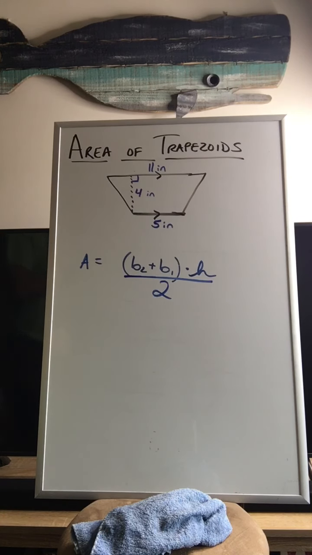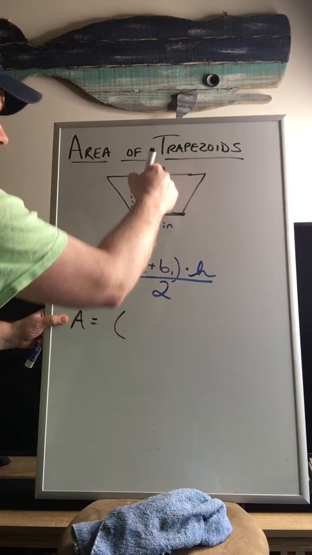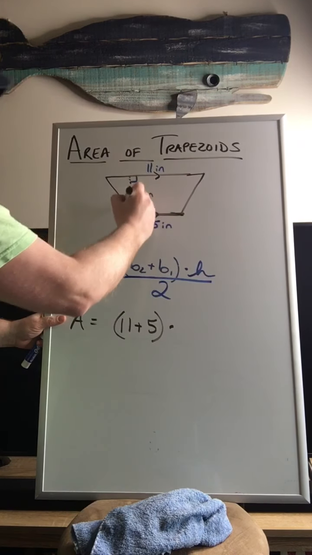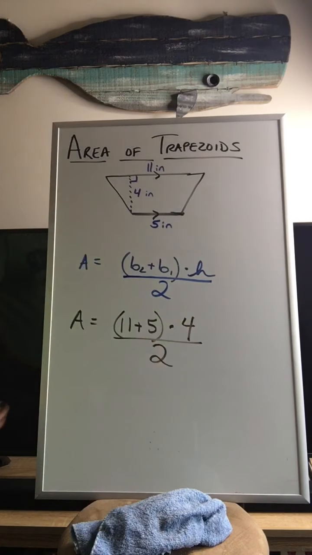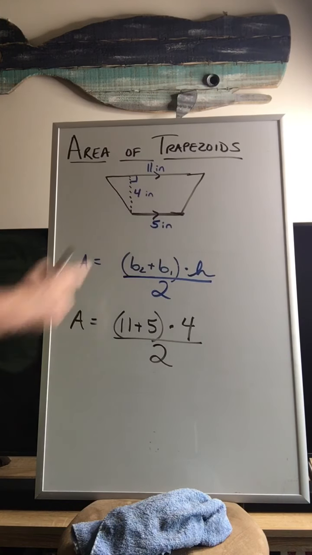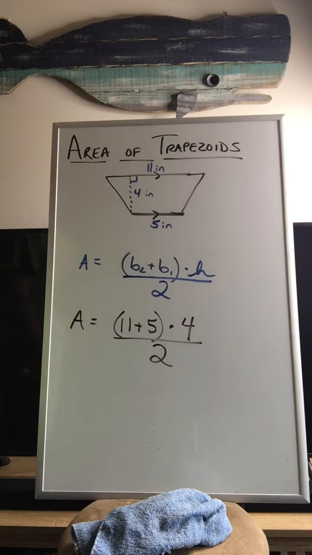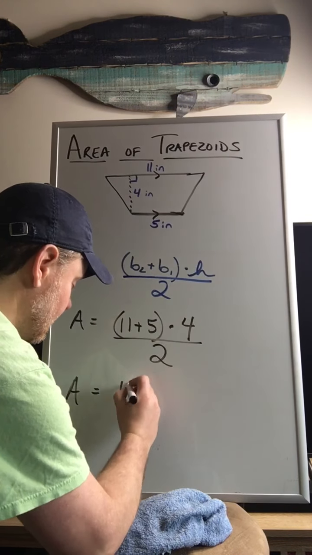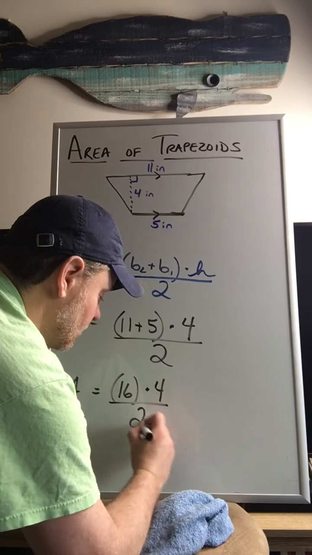Okay? So here you have your two bases, 11 and 5. So to find the area, we're going to add 11 plus 5, the two bases. We're going to multiply by the height, which is 4. And then we're going to divide by 2. So add the two bases, multiply by the height, divide by 2. Just follow the formula. Right? So that'll be 16 times 4 divided by 2.